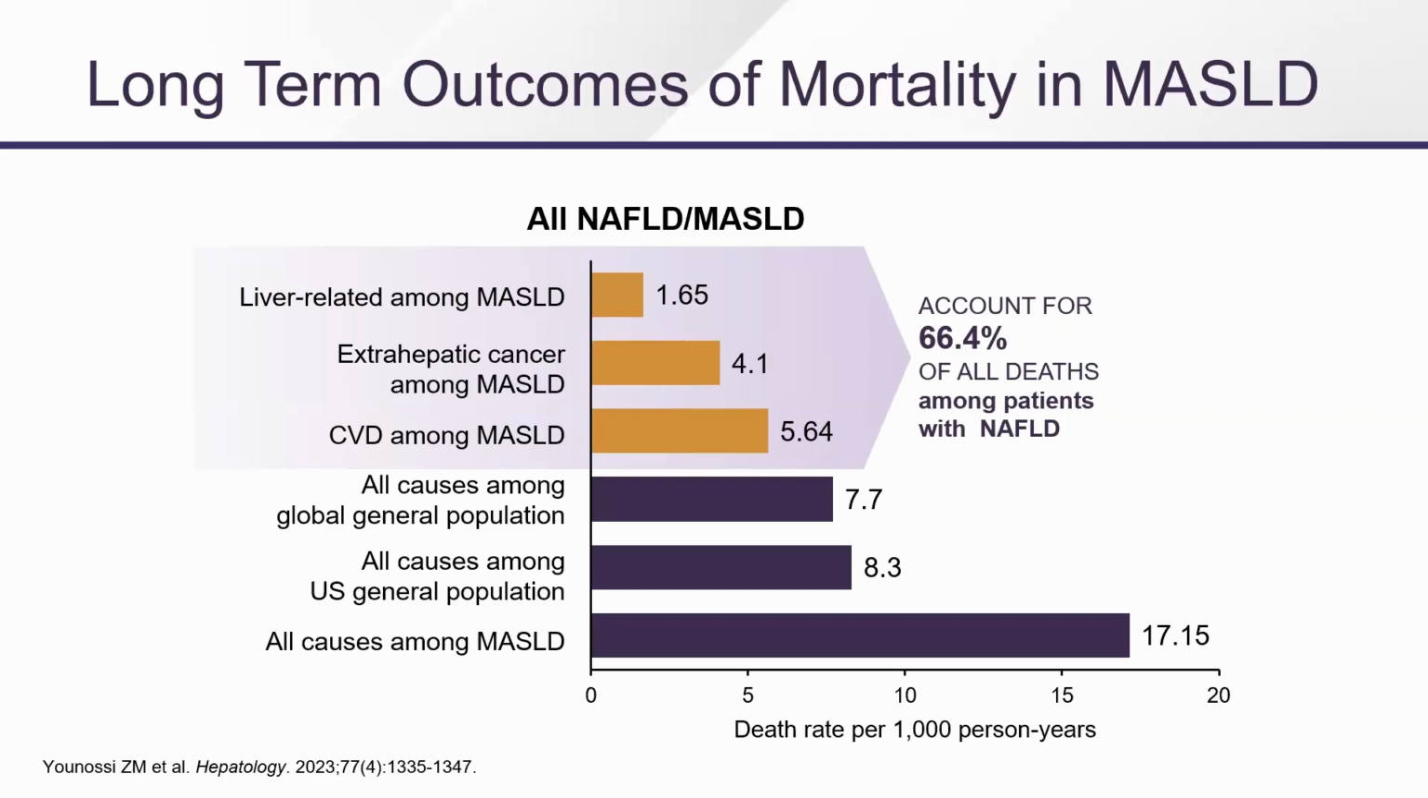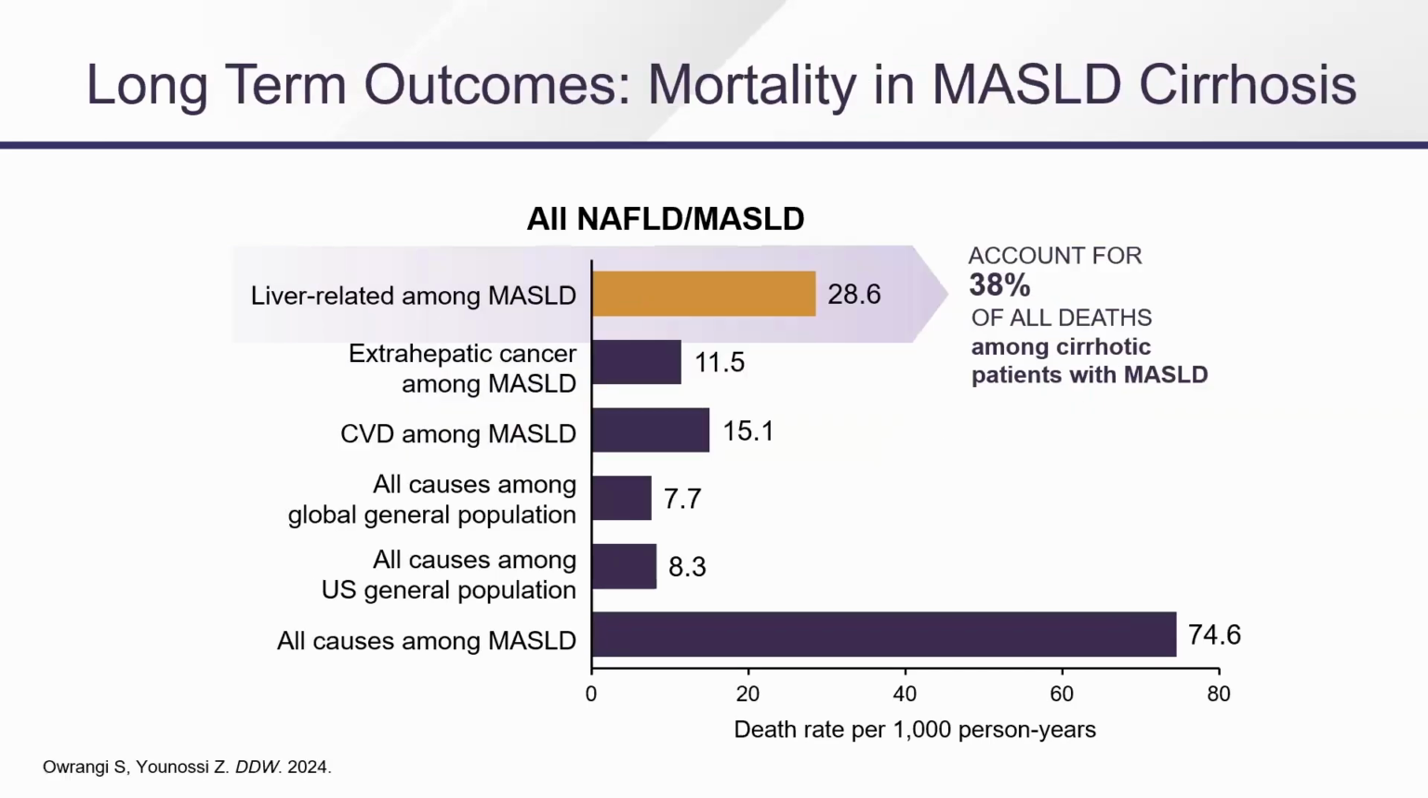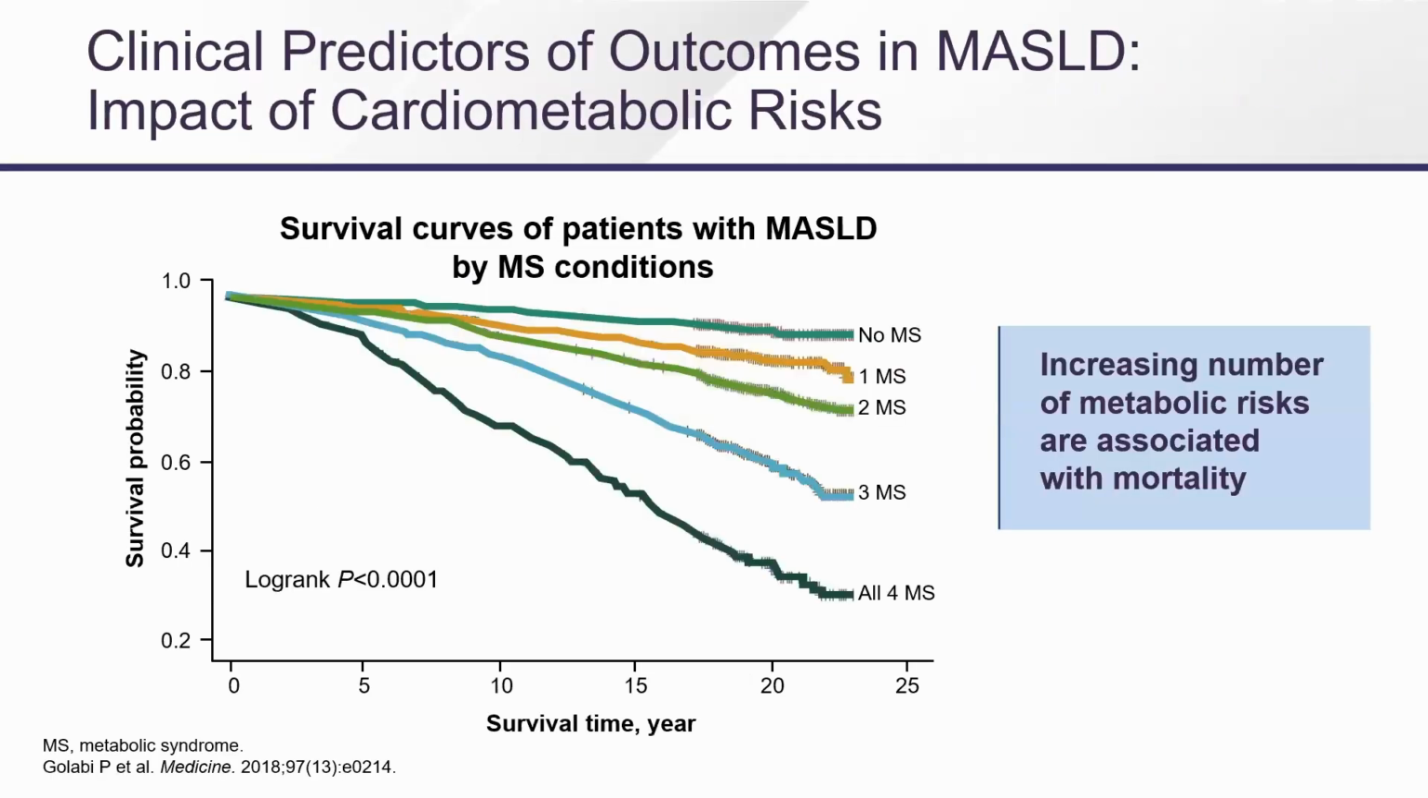The other thing that I want to point out is that at this point, liver-related mortality is at the forefront. So for patients with cirrhosis, their primary cause of death is liver-related mortality. Certainly, we still need to pay attention to the cardiovascular risk, and it is significant. It's twice what it is in the general population, but we really have to focus on liver-related mortality in this patient population.